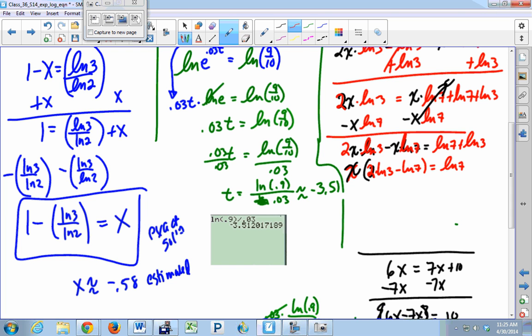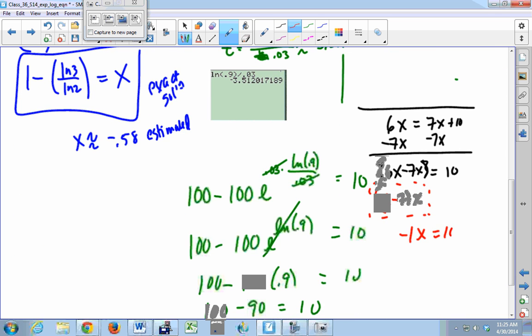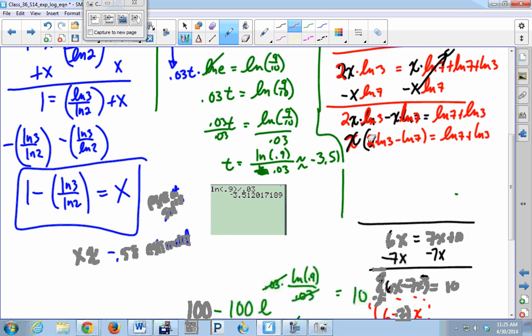Now, folks, all that is just like this, negative 1 times x. That's all it is. It's just a number multiplying x. This is just a number multiplying x. So how do you get rid of that number if it's multiplying x? How do you undo multiplication? Divide both sides. And you're done.